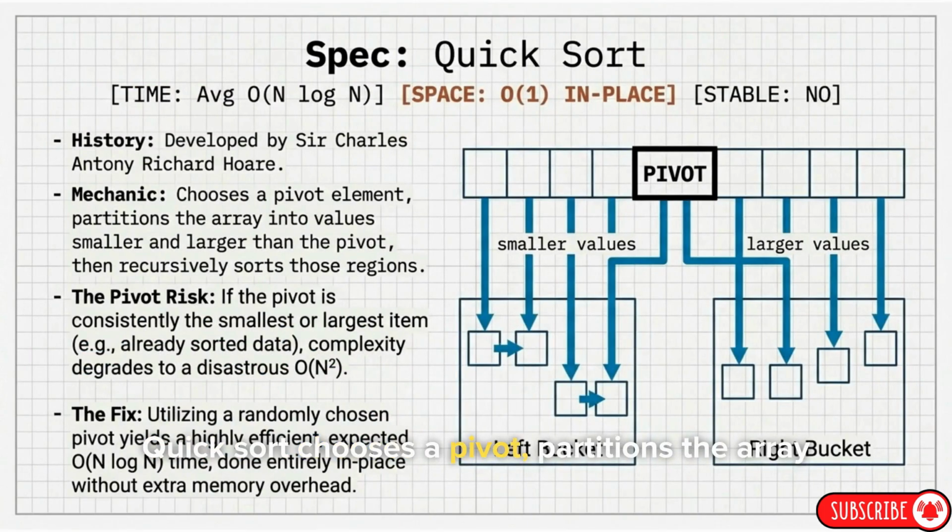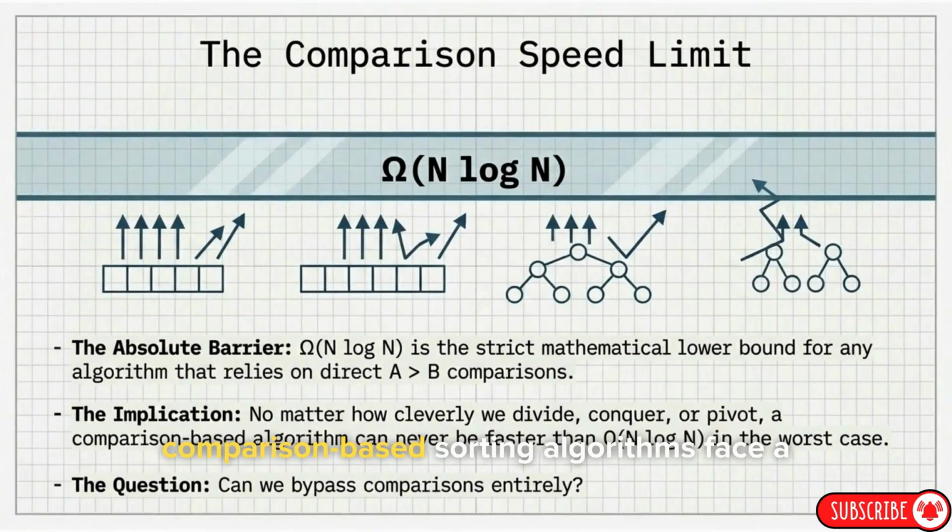Quicksort chooses a pivot, partitions the array into smaller and larger values, and recursively sorts those regions. It is an in-place algorithm with an average O(n log n) time, but poor pivot selection can degrade complexity to O(n squared).